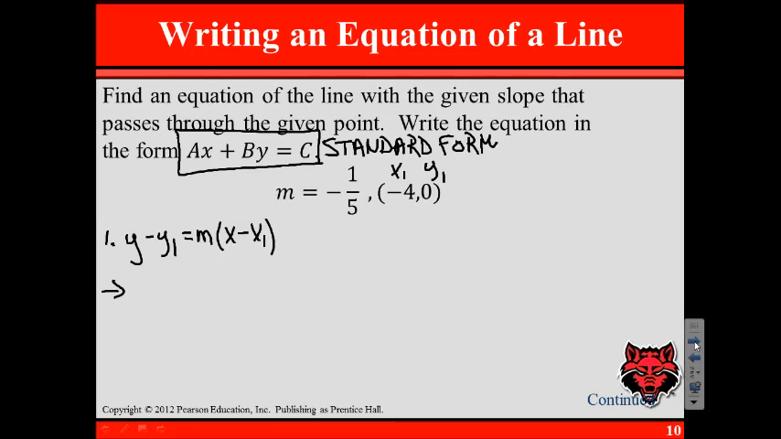So we plug in our information. We have y minus 0 equals negative 1/5 times x minus negative 4. On the left side, remember, if I'm adding or subtracting 0, that's completely useless. So we just cross out the 0. That gives us y equals. On the other side of the equation, if I am subtracting a negative, in the case of x minus negative 4, that's the same thing as x plus 4.